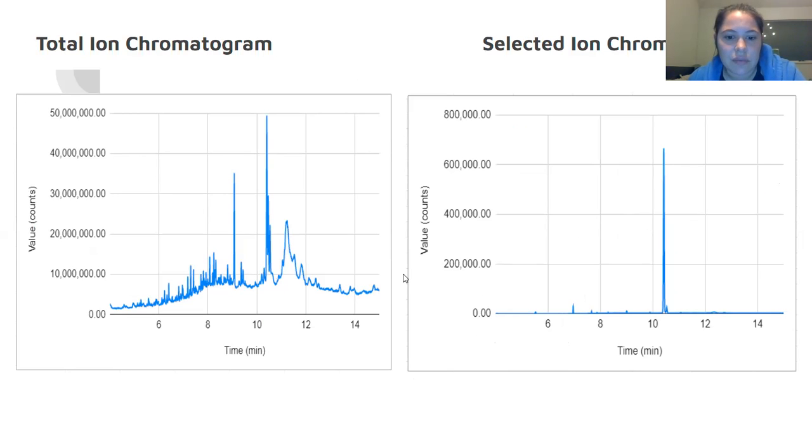So moving forward with these parameters, we then did a total ion chromatogram and a selected ion chromatogram. This is again using the BPA standard. And here it shows that the selected ion chromatogram is what we chose to go forward with, because it only shows one peak. It's much cleaner. And in order to obtain this, we used 357 mass to charge selected ion.